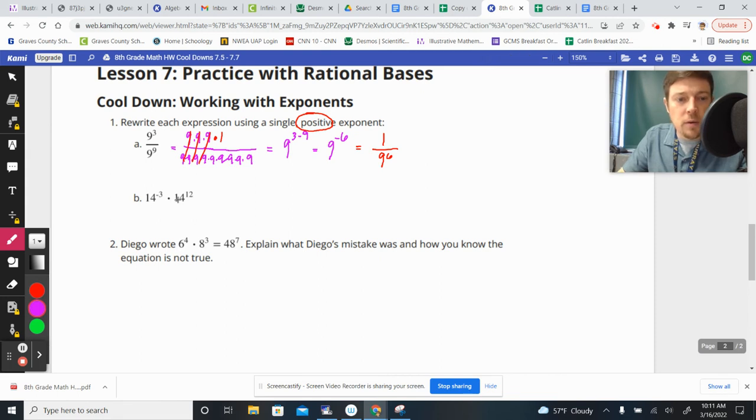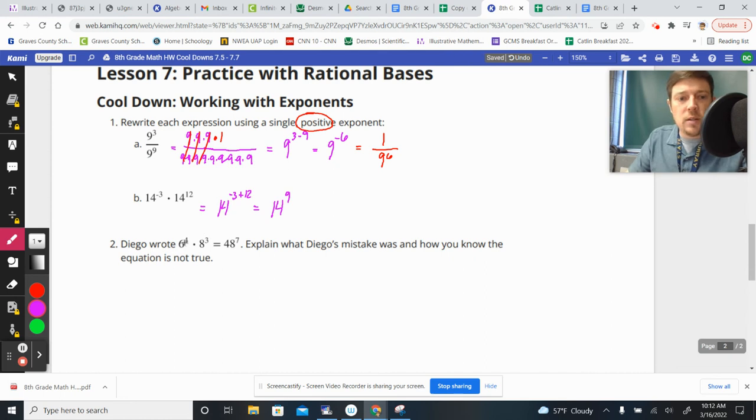14 to the negative third multiplied by 14 to the 12th. This falls into the category of our first rule, where if we're multiplying by the same base, we can add these two exponents together. So this is equivalent to 14 to the negative third plus 12. Now, I could write that out in expanded form, but I don't really feel like writing 12 14s. So I'm going to do this the way that we've learned with our rules. It shortens things for us. We can add these two things together, and since the signs are different, we actually are subtracting their absolute values. We get 14 to the ninth power. That was really easy. All right, let's look at number 2.